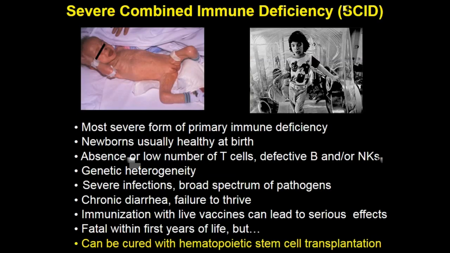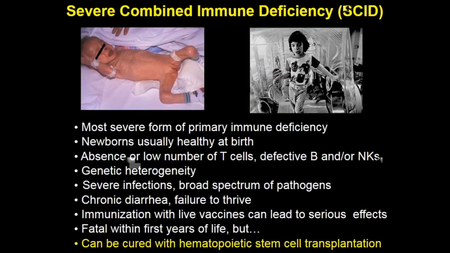The main feature of SCID is absent or very low number of T cells, and this is actually a key difference with CID. Now, B cells and NK cells may or may not be present, but because of the lack of T cells, the B cells that require T cells to help them make antibodies are dysfunctional. So you also have antibody deficiency in SCID. It's very heterogeneous from a genetic standpoint. CID is even more heterogeneous than SCID, and we'll review that.